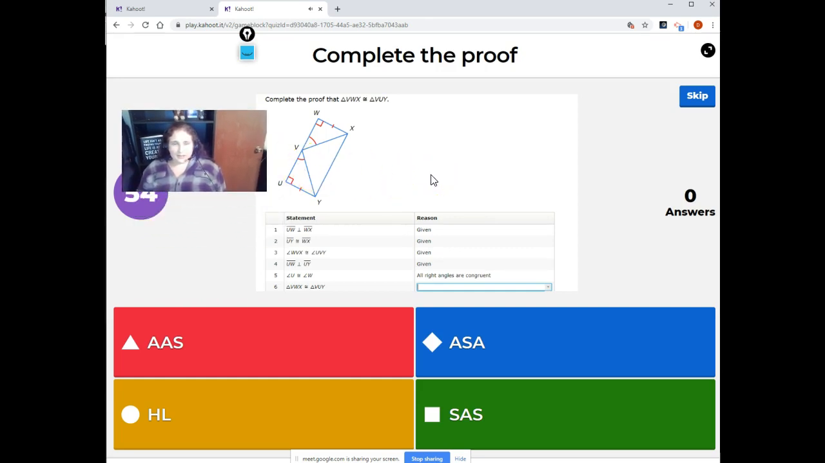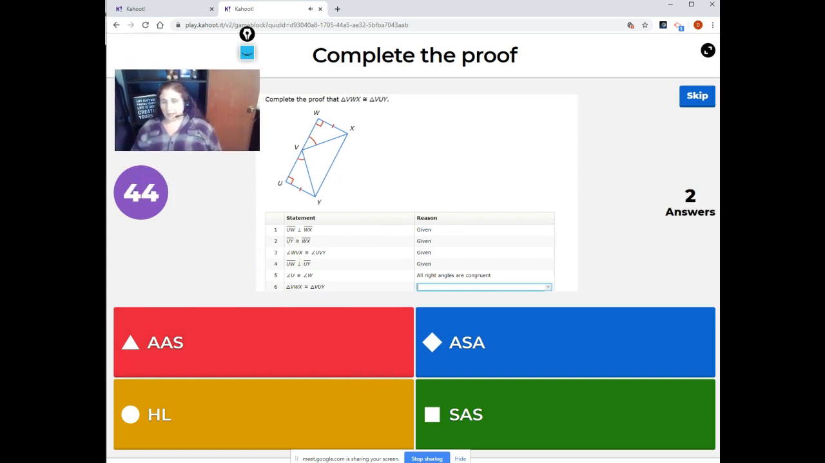Why are these congruent? This is the hardest question. And then after this, we'll switch to another Kahoot. You have 50 seconds. And someone in my house is cooking shrimp because I can smell it in my bedroom.